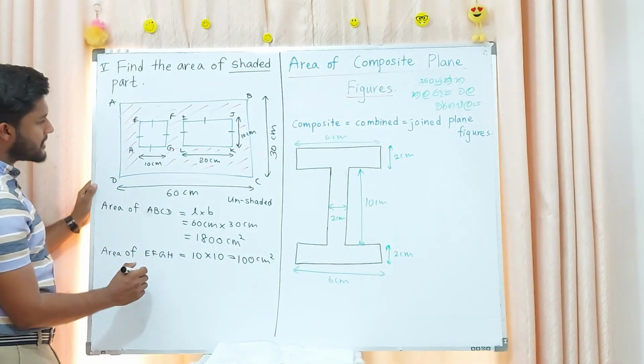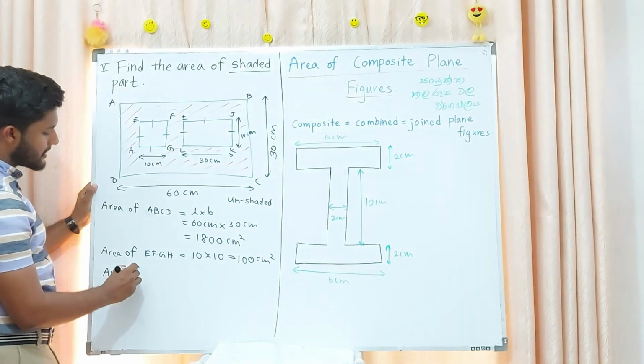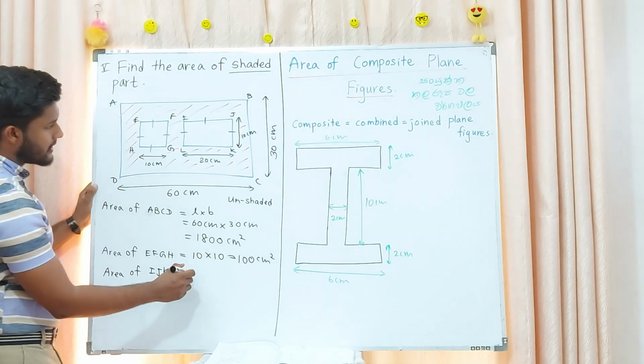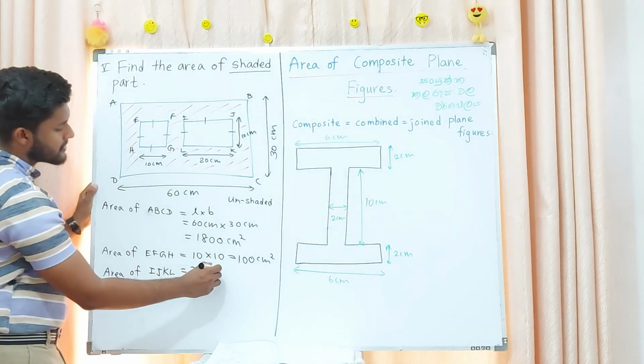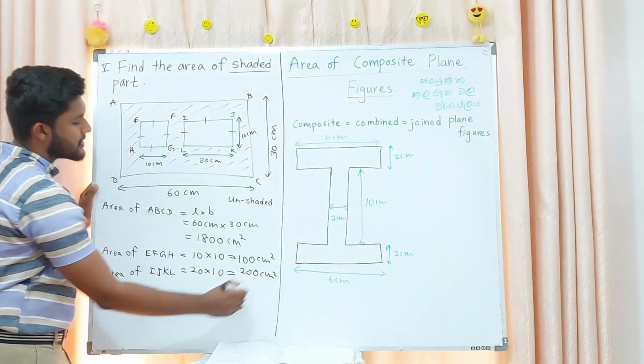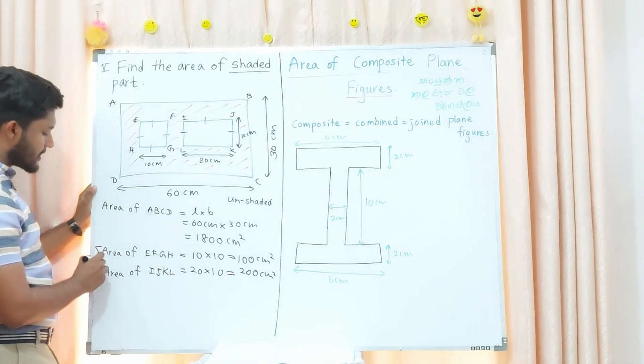Then I, J, K, L. Area of I, J, K, L, that means 20 into 10, 200 centimeters squared, right? Then we want to get this total.